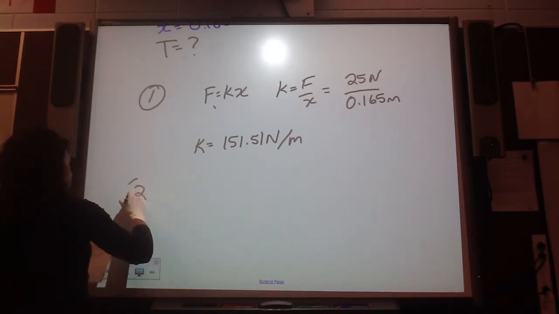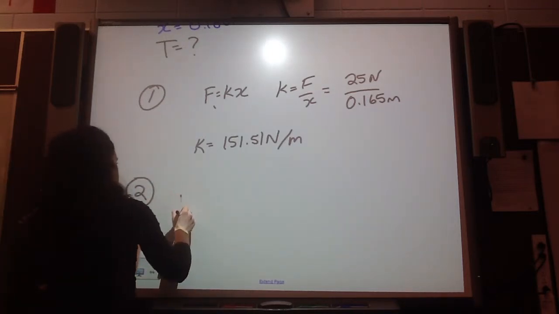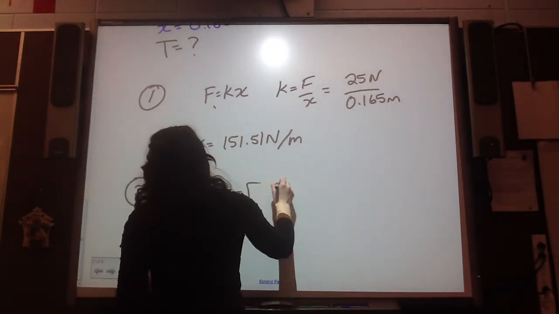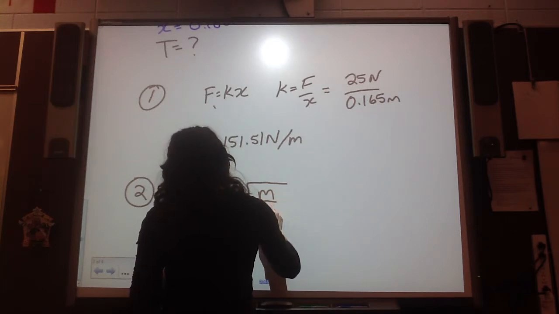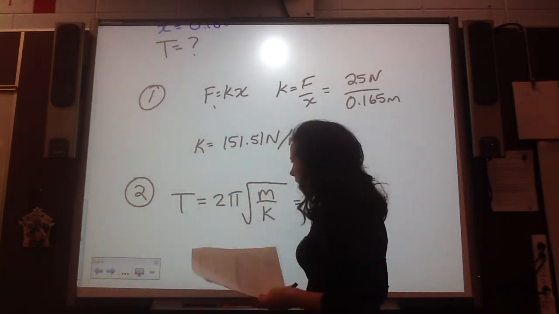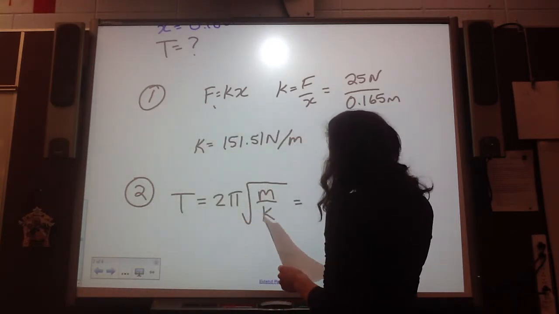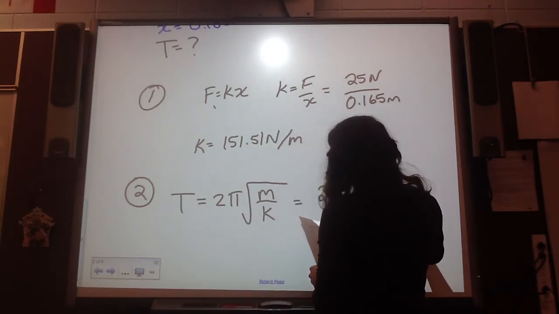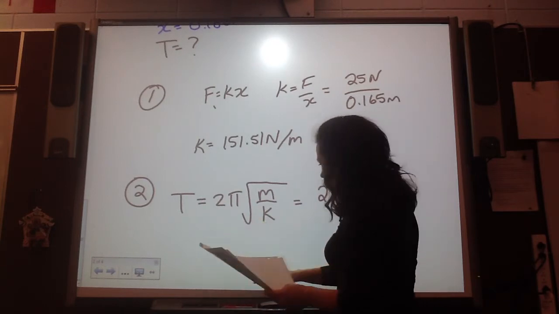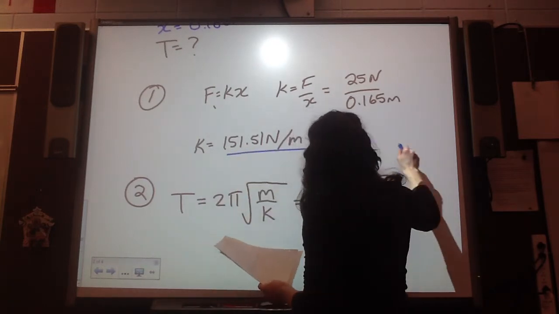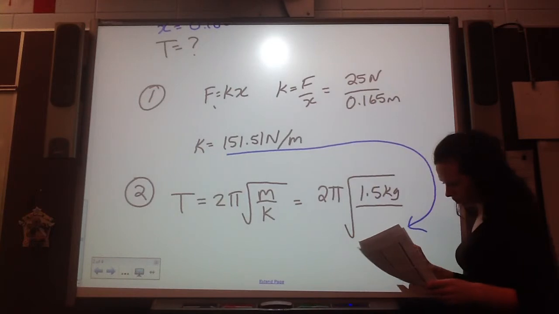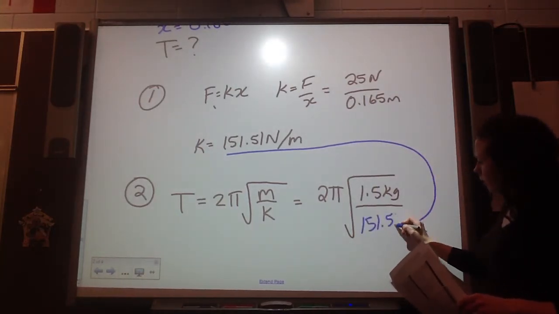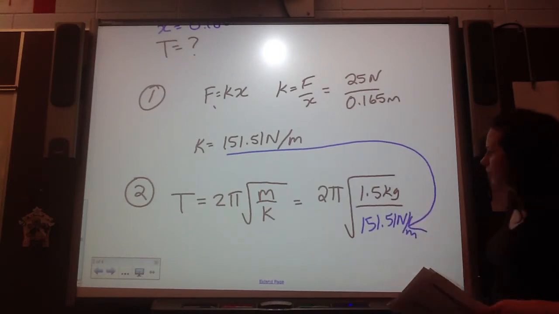So now my second formula is to plug that into T. T is equal to 2 pi times the square root of m over k. So now I can put these values in. Go 2 pi times the square root of 1.5 kilograms divided by my k, which I just found, 151.51 newtons per meter.